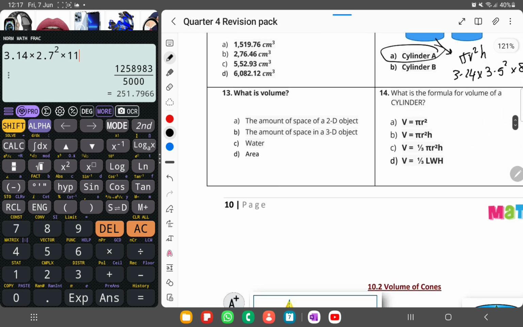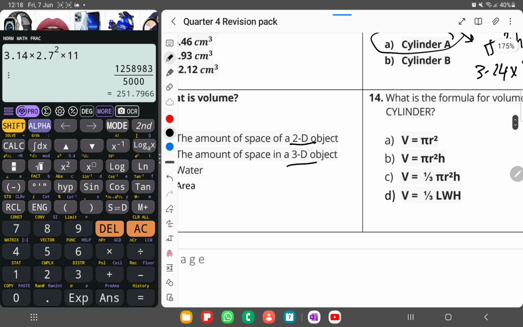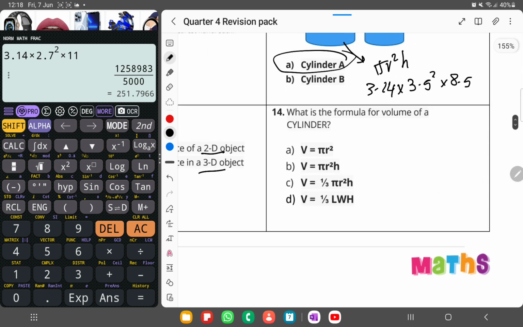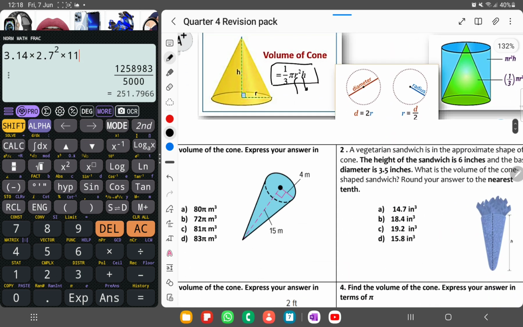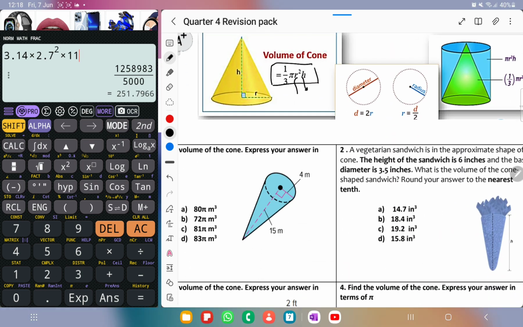What is the volume? The volume is the amount of space in a 2D object or 3D object? 3D object. What is the formula for a cylinder? The easiest thing. Pi r squared h. Very good. What is this formula? This is the volume of a cone. What is this formula? This is actually the area for the circle. So the correct answer here, cylinder, is pi r squared h. Cone, 1/3 pi r squared h. He might ask about the radius, or he might ask about the height. So how do we get it?